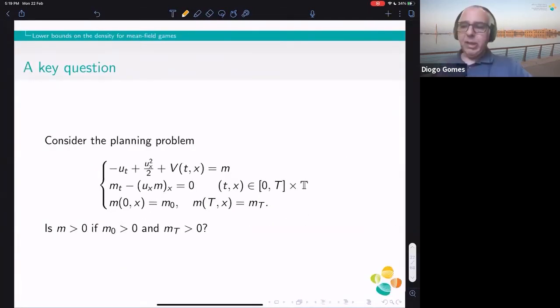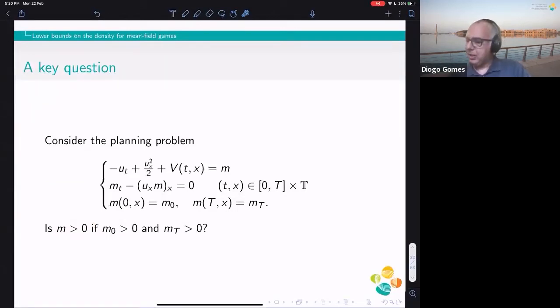Okay, so let me explain the key question that we want to understand, and if you want to get the most general results, you'll need to go to the paper. I'll try to give you some ideas in the examples and explain why these are important points. But our key question is this: you consider a planning problem, and you ask, well, can we prove that if we start with probability densities on the torus, on let's say one-dimensional torus to fix ideas, can we get that M is strictly positive everywhere?